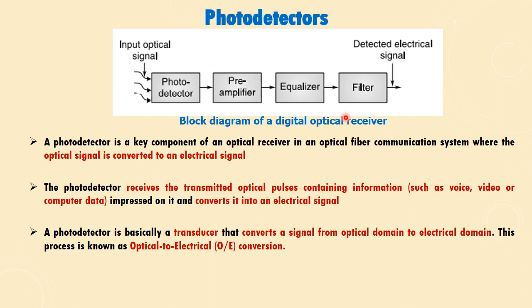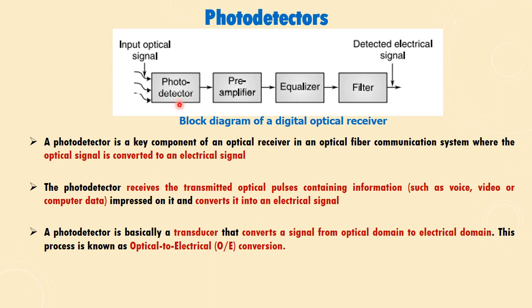So actually this is a digital optical receiver which consists of a photodetector as the first block, followed by a preamplifier, equalizer and then a filter. This overall block diagram is called an optical receiver. And we know where we are using the photodetector and what is the purpose of the photodetector. The photodetector is used in the optical receiver, that is, at the receiver side.